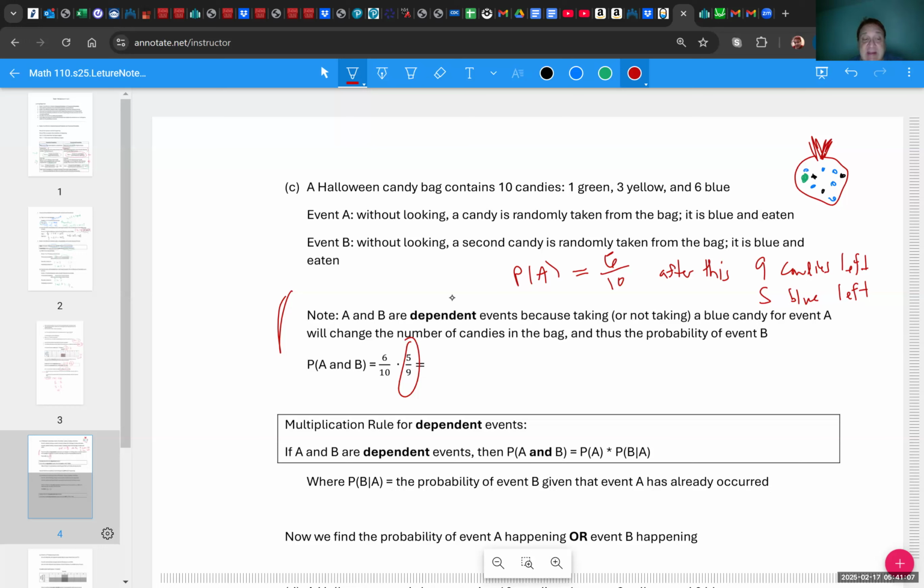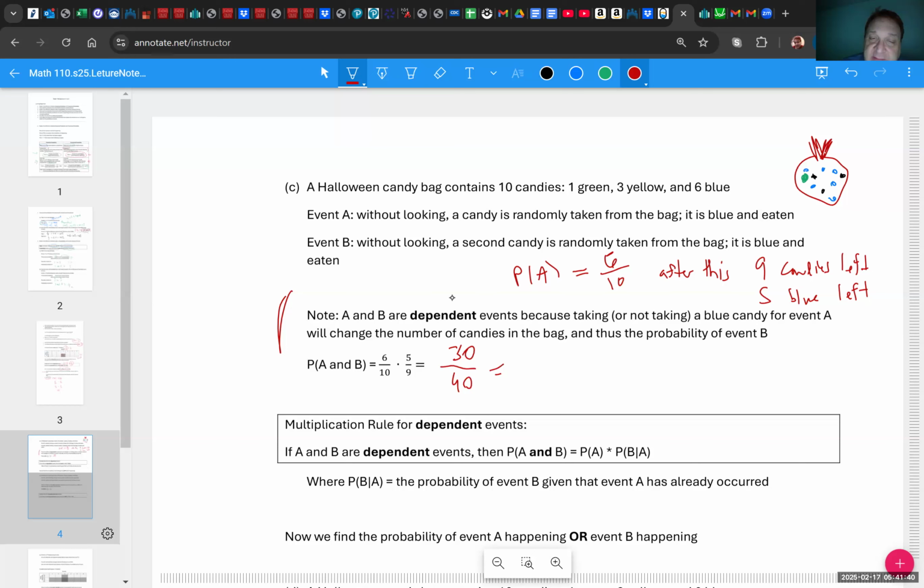For my second candy, my second random piece of candy, there are 9 possible candies to choose from, and 5 of them are blue. So I have to take into account that A has already occurred when I'm trying to calculate my probability of B. And now I can multiply them together as before, but notice I just can't multiply them straight. I have to assume that one has occurred because it changes the probability that the next one will occur. So I can multiply across the top. 6 times 5 is 30. Multiply across the bottom. 10 times 9 is 90.